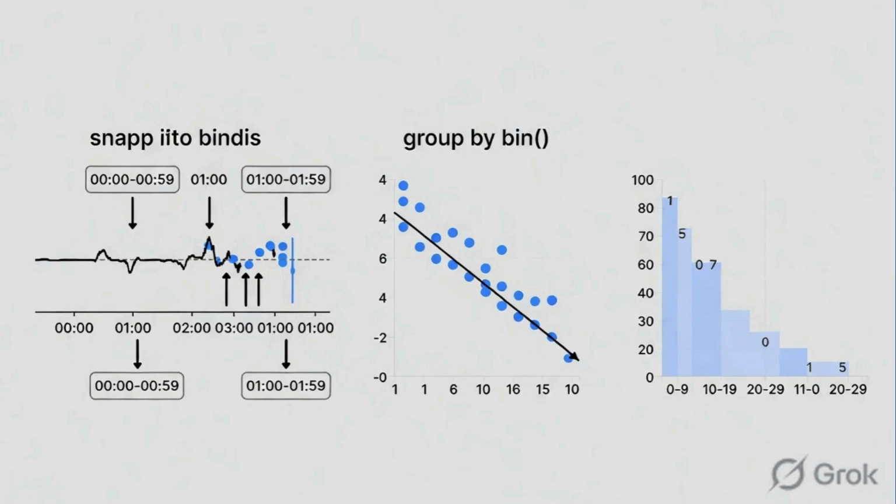On the right, a numeric axis, continuous values like latency or scores. Bin groups them into clean intervals, 0 to 9, 10 to 19, 20 to 29, turning chaos into discrete buckets ready for counting or averaging. In the middle, group by bin, suddenly millions of raw points collapse into a handful of groups. See the reduced group icons and the smooth trend line that emerges. That's the payoff: low cardinality, no explosion, and beautiful, readable time series or histograms.